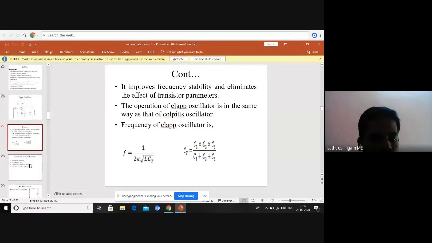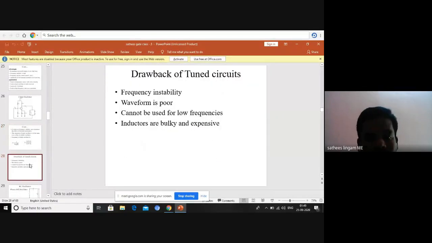Till now we have studied the tuned circuit, which has L and C only, capacitor and inductor. It has one huge drawback: frequency instability. That is a very big problem when you are using LC tuned circuits.